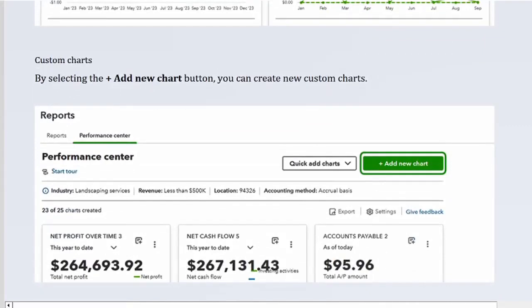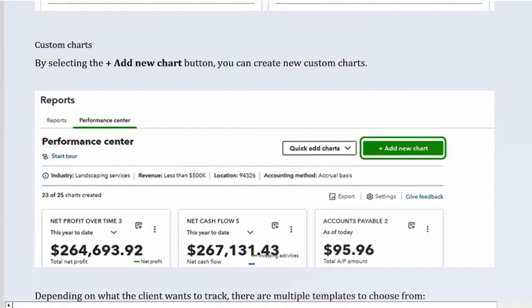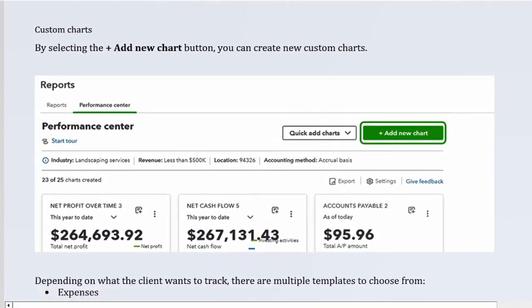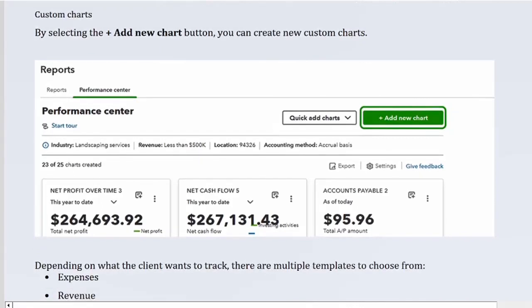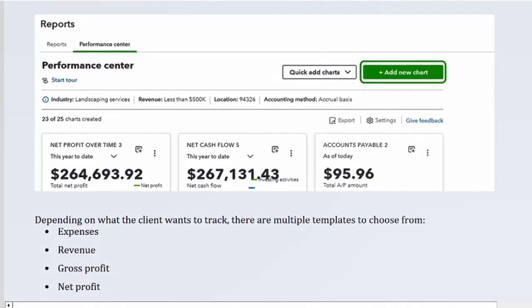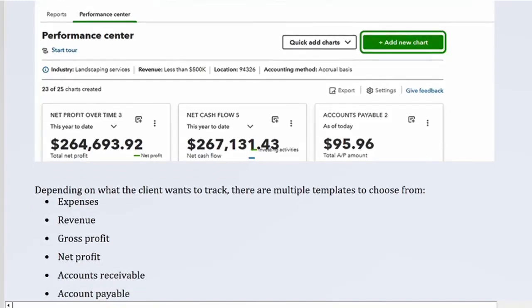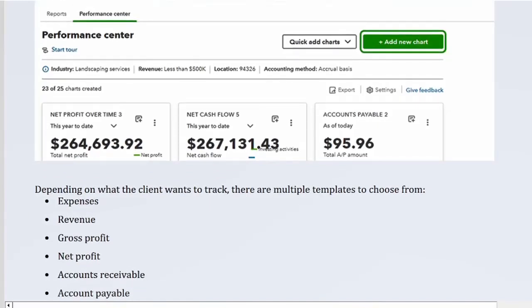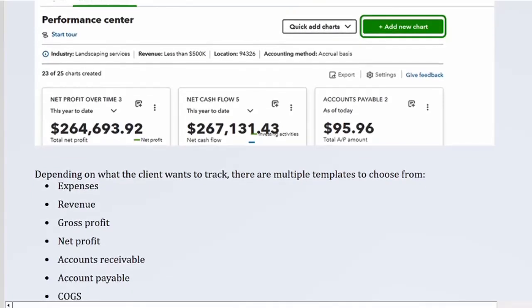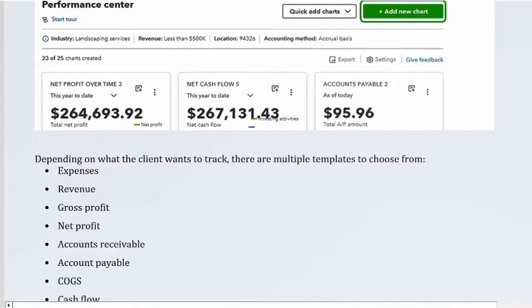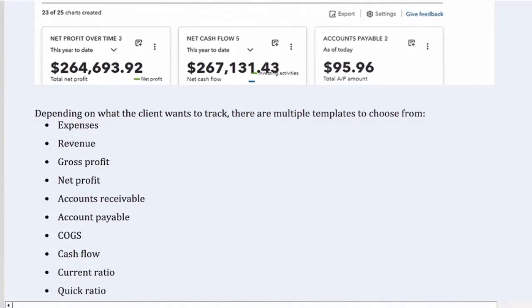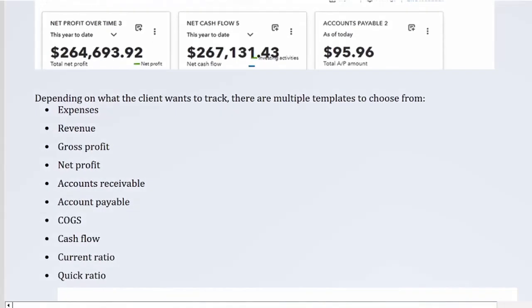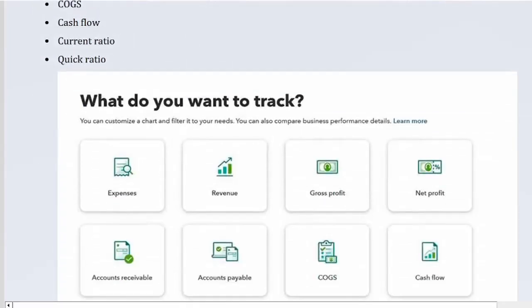Custom Charts. By selecting the plus Add New Chart button, you can create new custom charts. Depending on what the client wants to track, there are multiple templates to choose from. Expenses, revenue, gross profit, net profit, accounts receivable, accounts payable, COGS, cash flow, current ratio, quick ratio.